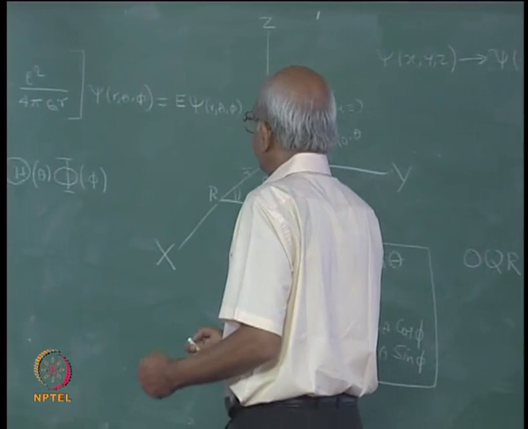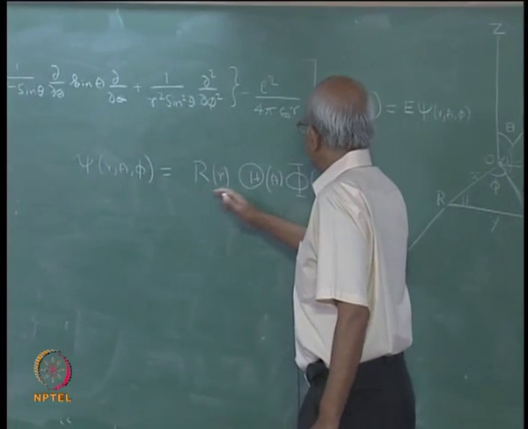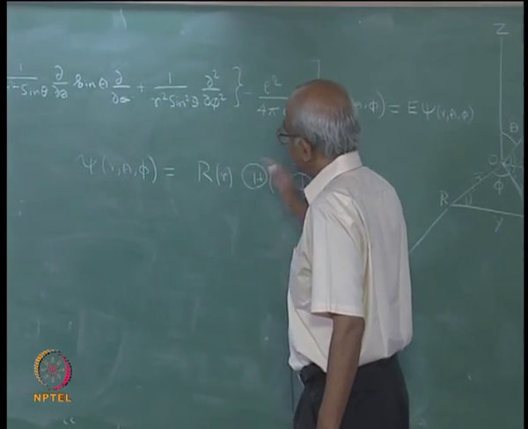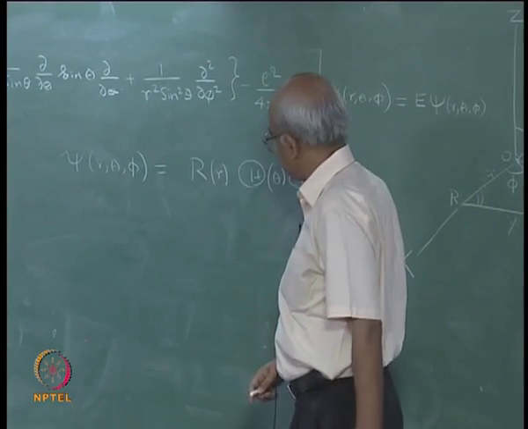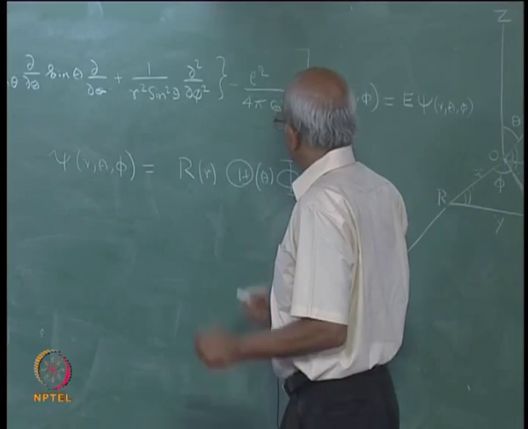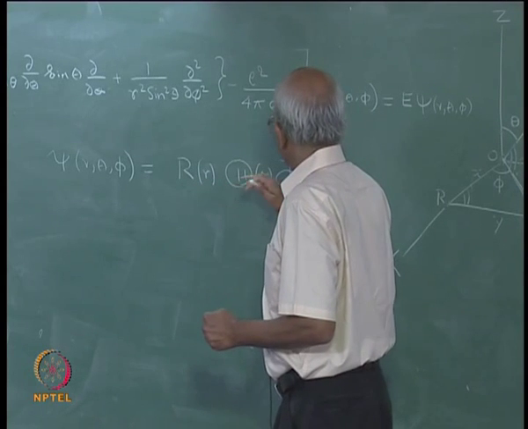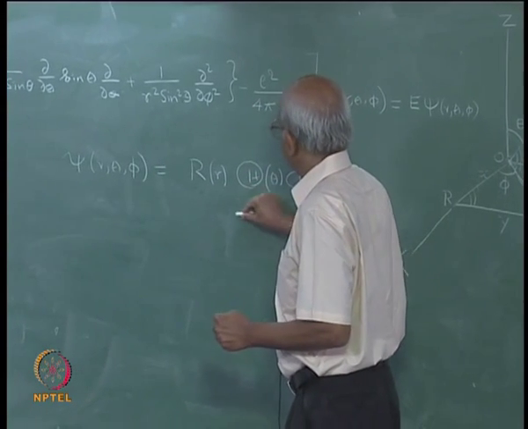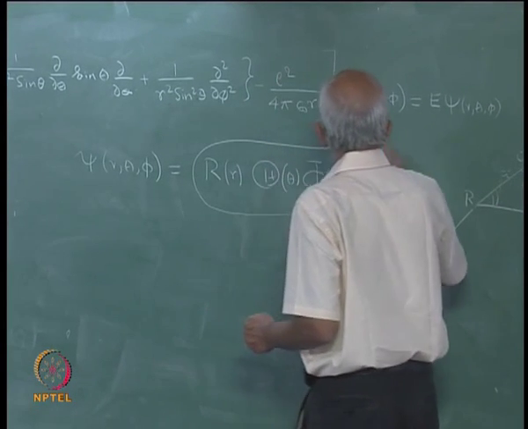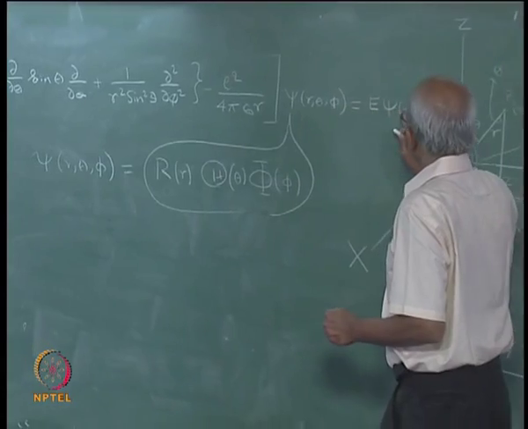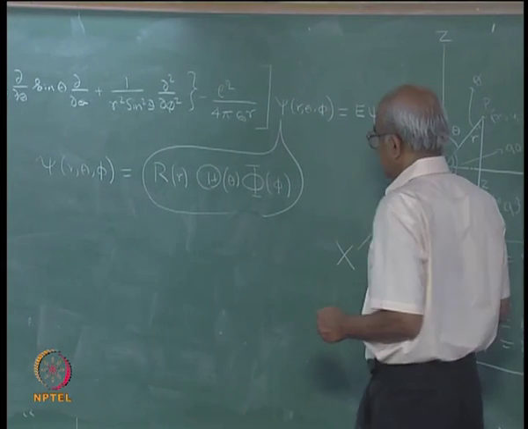Okay. Now, what we have to do is find capital R, capital theta and capital phi such that their product will satisfy this equation. So, to determine capital R, capital theta and capital phi, what we will do is use this product and put it in place of psi here as well as on the right hand side.